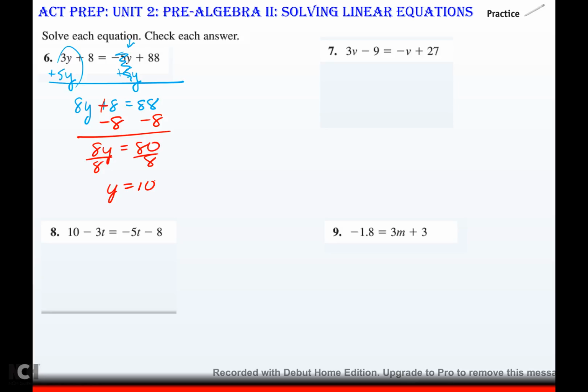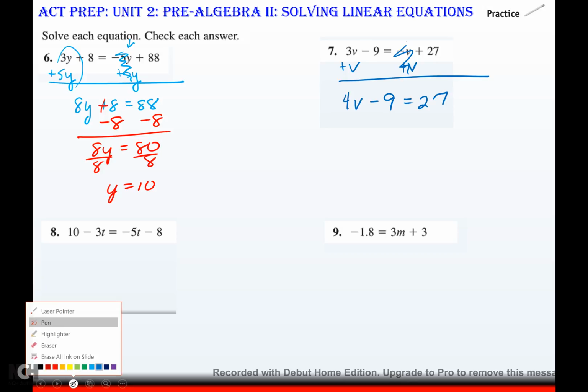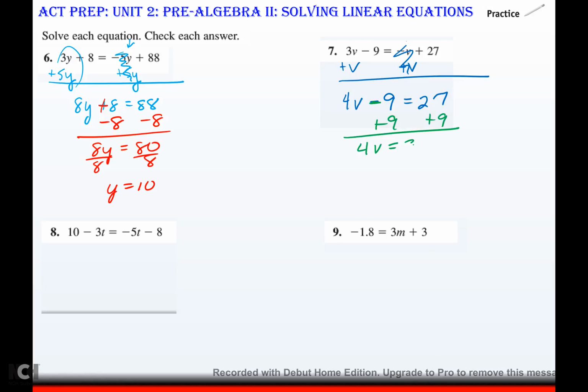Alright, 7, again, I've got v's on both sides, so the first thing I want to do is make one of the v's jump. I'm going to make the smallest one jump. So to get rid of minus v, I'm going to add v to both sides. That gives me 4v minus 9 equals 27. Now I can start fighting for v. I've got to undo the subtraction first by adding. That gives me 4v equals 36. To undo multiply by 4, I divide by 4, and I get v equals 9.